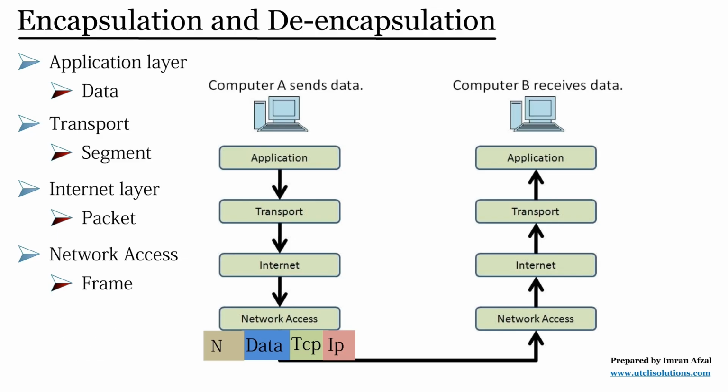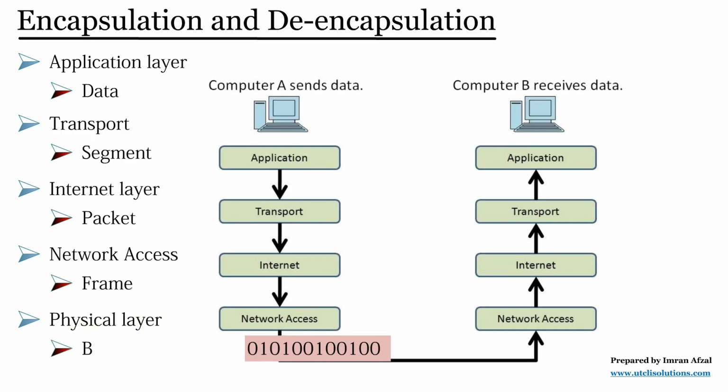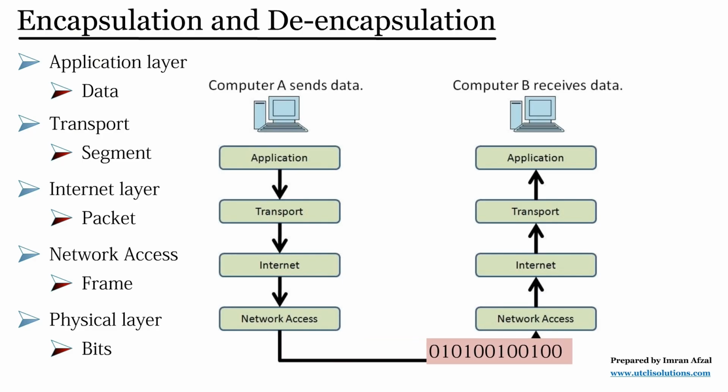Finally, the frame is passed to the physical layer, where it is converted into bits. These bits are transmitted as electrical signals or wireless signals, depending on the medium. The message is now ready to travel across the network.